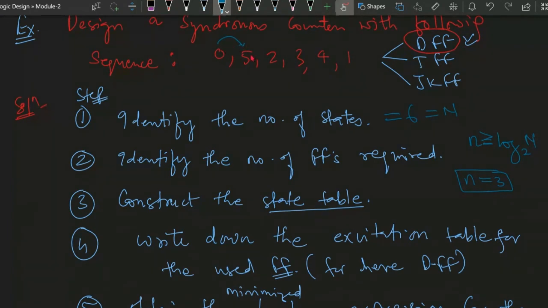After 5, it should be 2. After 2, it will be 3. After 3, it will be 4. After 4, then 1. After 1, it will be 0, and then it will keep repeating likewise. So we have got 3, meaning 3 bits will be required to represent one state. Each state will be represented in 3 bits.